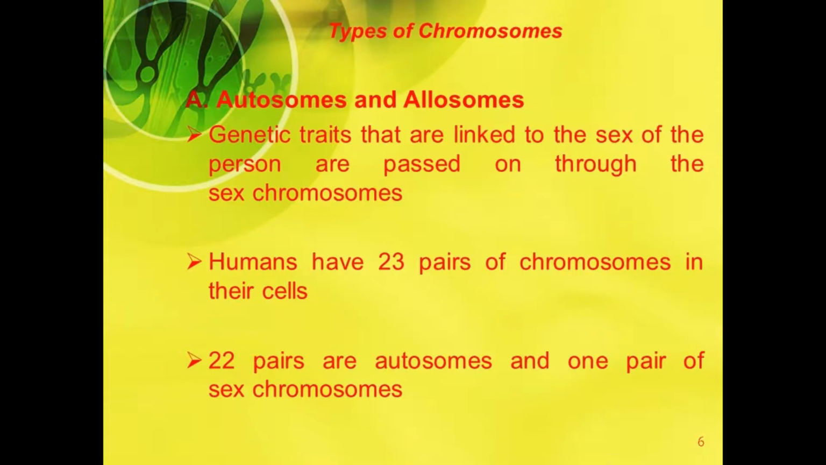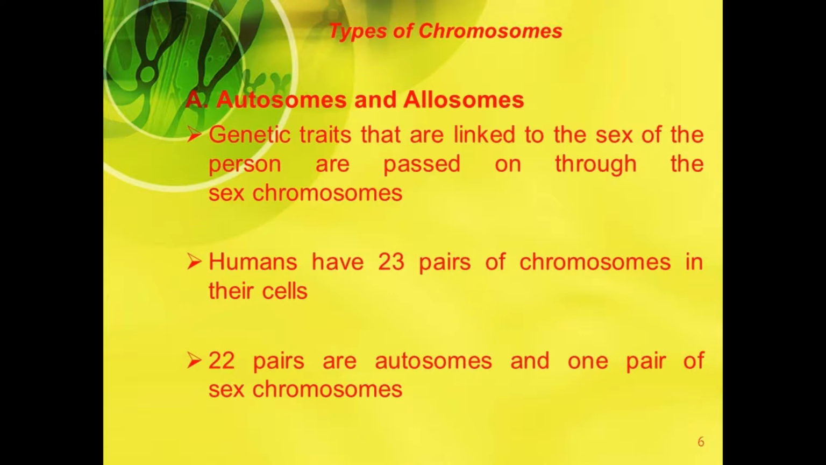When we come to the types of chromosomes, first one, autosomes and allosomes. Human chromosomes are of two types, that is autosomes and sex chromosomes. The sex chromosomes are otherwise known as allosomes. Genetic traits that are linked to the sex of the person are passed on through the sex chromosomes, and the rest of the genetic information is present in the autosomes, that is body chromosomes. Humans have 23 pairs of chromosomes in their cells, of which 22 pairs are autosomes and 1 pair is sex chromosomes, making a total of 46 chromosomes in each cell.